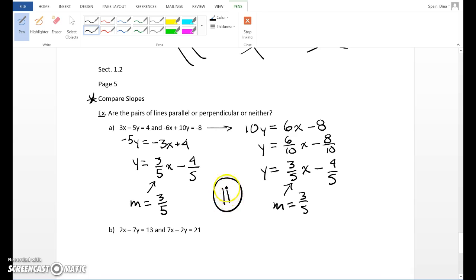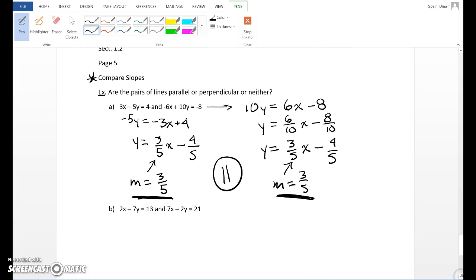That symbol right there means two parallel lines. You're going to write the word out, parallel, because your answer should either be parallel or perpendicular, or it should be neither one. These slopes are exactly the same, so those are parallel lines.